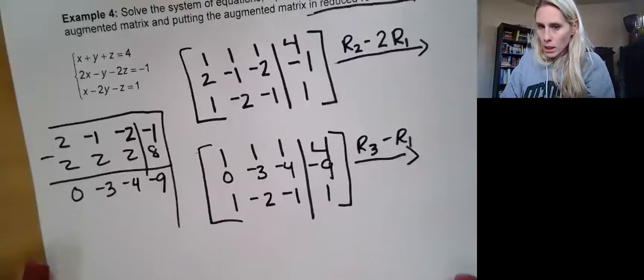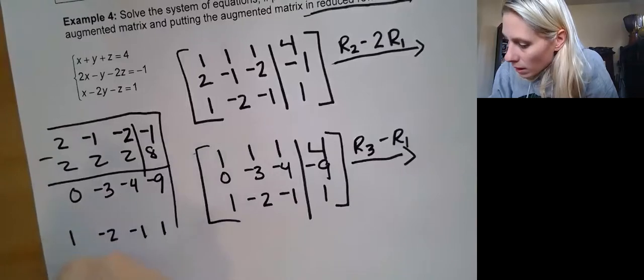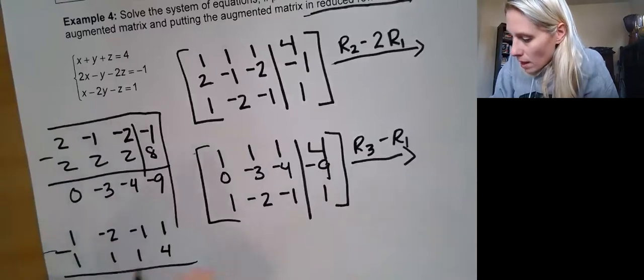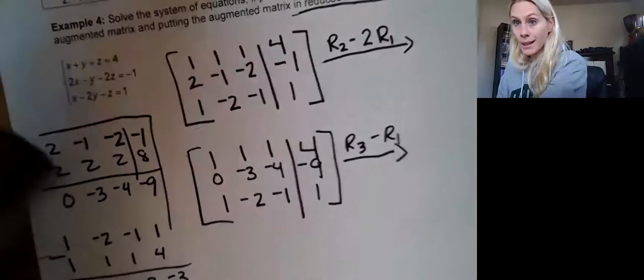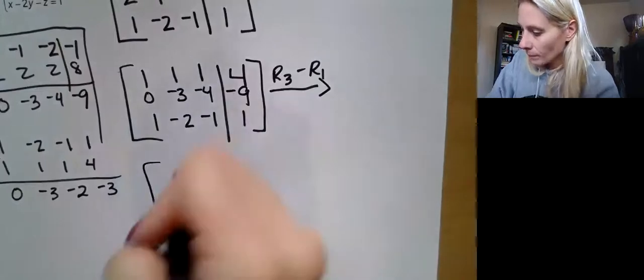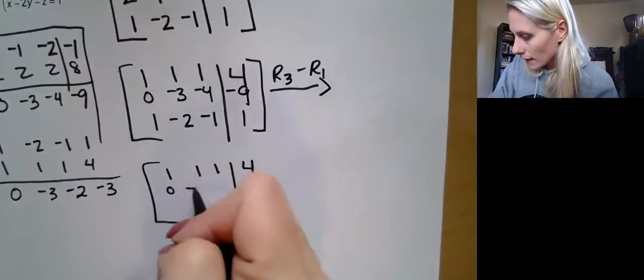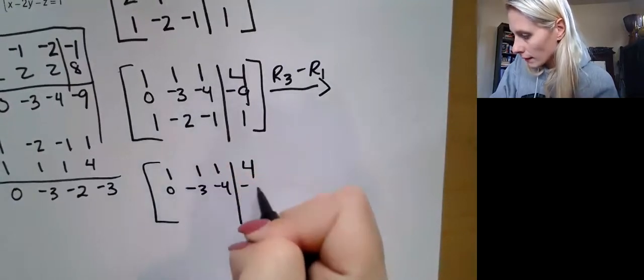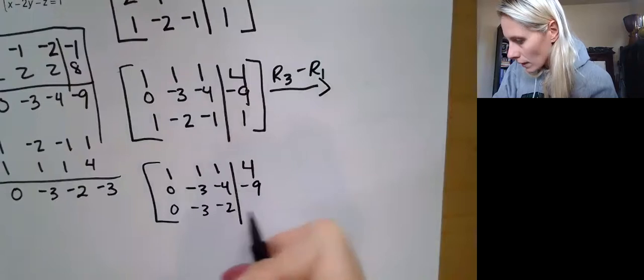So let me do my side work. Row 3 is 1, -2, -1, 1. 1, 1, 1, 4. We're going to subtract straight down. 0, -3, -2, -3. Okay, again, if you do not like subtraction, just multiply it by a negative so you can add it. 1, 1, 4, 0, -3, -4, -9. Our new row 3 is 0, -3, -2, -3.